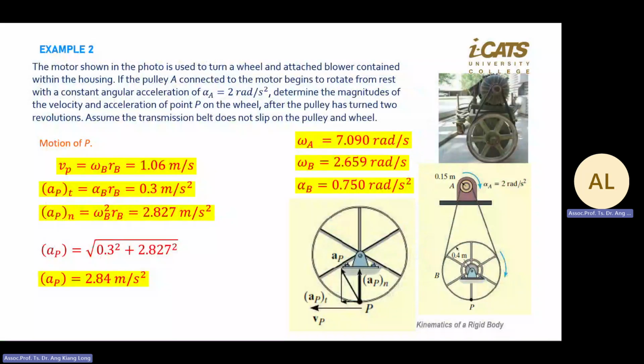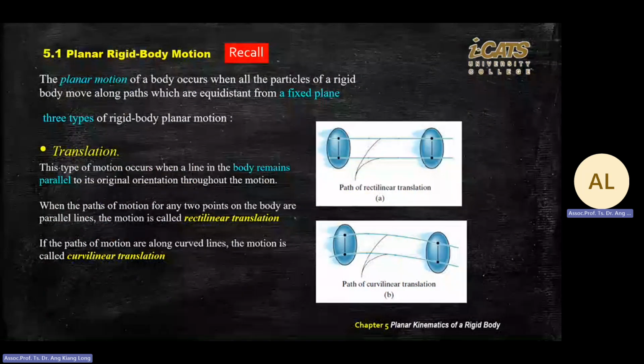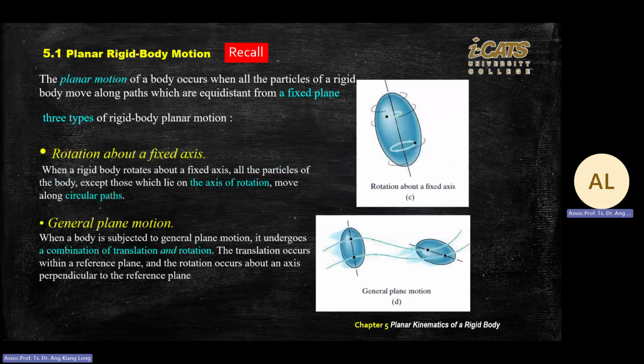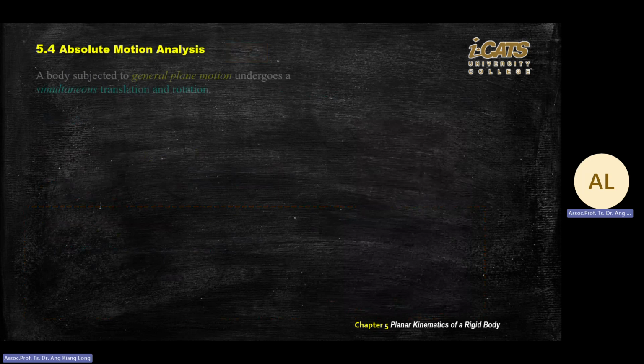So we are now done. Recall what we learned today. Planar motion has two types, translation and rotation. Translation has two, one is linear, one is curvilinear. Then rotation. When you combine translation and rotation, you get general plane motion. Now we look into general plane motion. Before this, we did rotation and translation. Now we combine the two motions and see what is the difference in analysis.